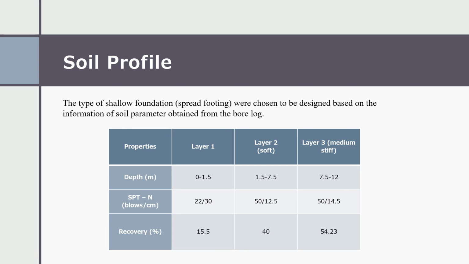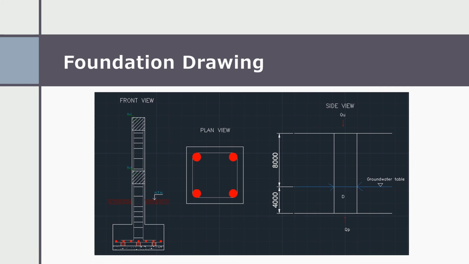The properties are layer 1, layer 2, and layer 3, and the depths are 0 to 1.5, 1.5 to 7.5, and 7.5 to 12. The SPT blows are 22 over 30, 50 over 12.5, and 50 over 14.4, and the percentages of recovery are 15.5, 40, and 54.23. The next part is the foundation drawing. This drawing shows the front view, plan view, and side view of the foundation that will be used.